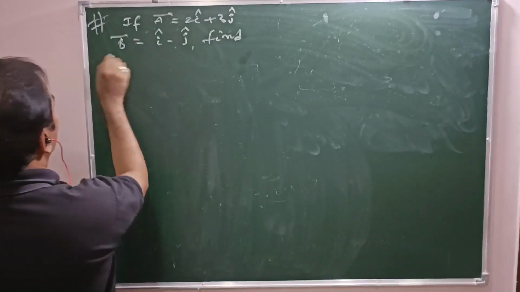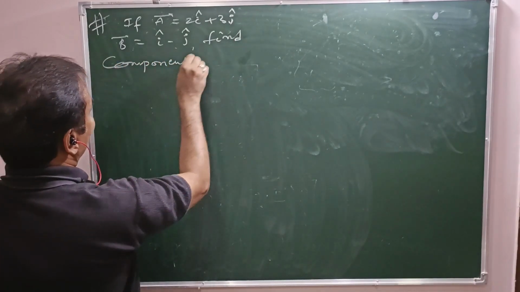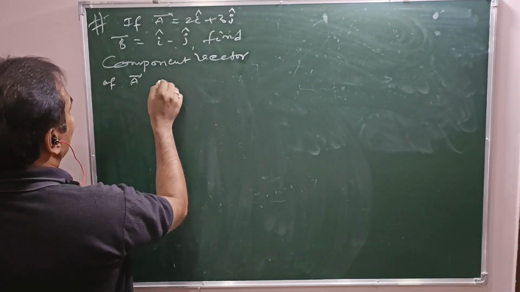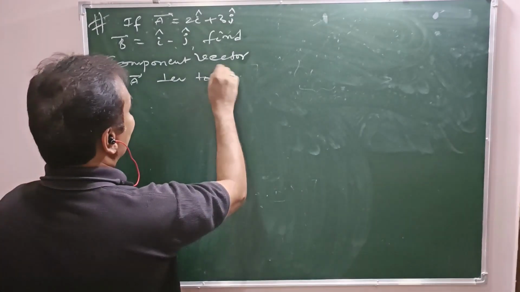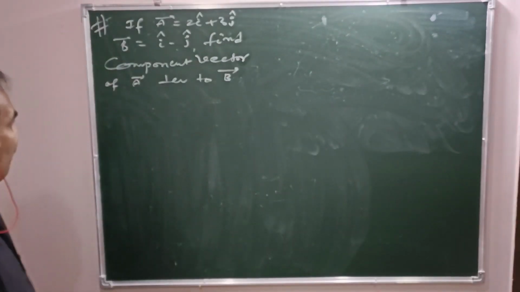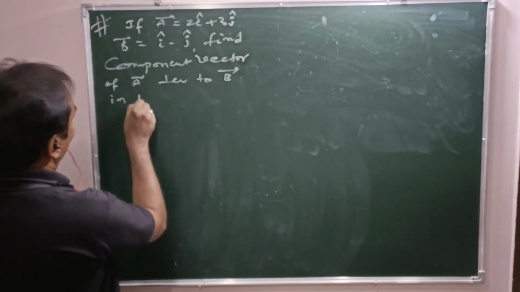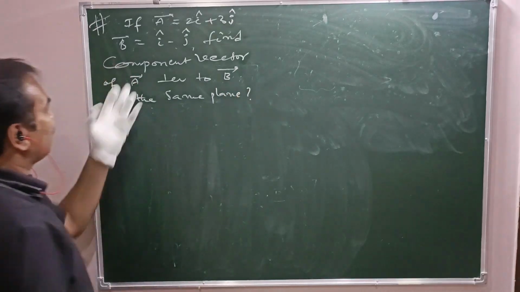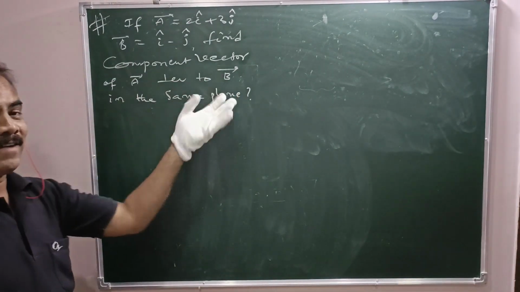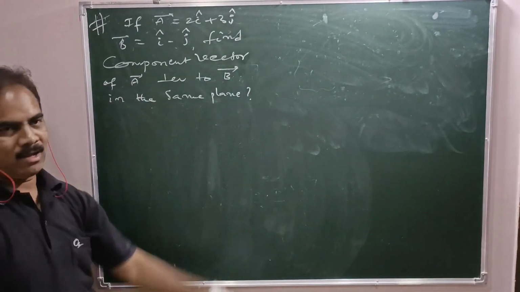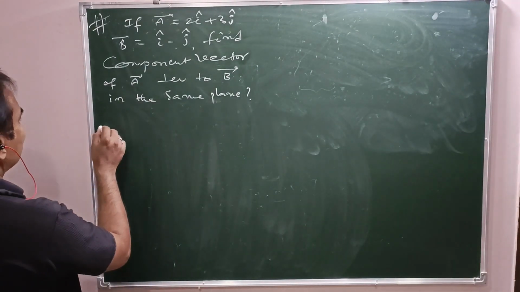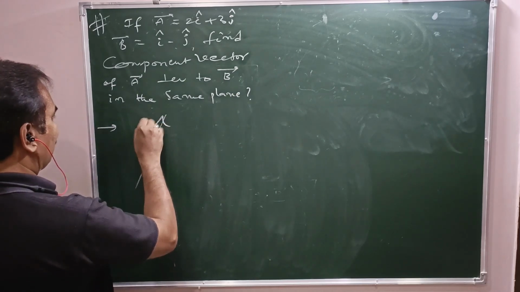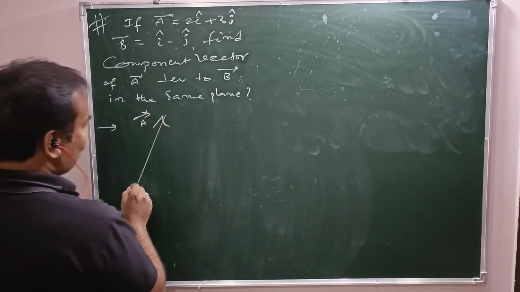Find the component vector of A bar perpendicular to B bar in the same plane. See, A bar is so and so, B bar is so and so, and find the component vector, not the component. Component vector of A bar perpendicular to B bar. Now let us see the solution. So this is A bar. Alright, this is B bar.